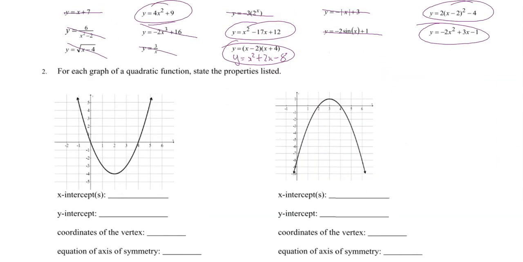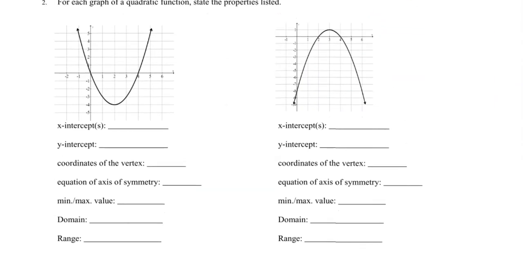For each of the quadratics, state the properties listed. Okay, x-intercepts, so we've got 0 and 4. Don't put parentheses around that, right? It's just those two numbers. If you go bracket 0, comma 4, you're really listing a point. Y-intercept, the y-intercept is 0.